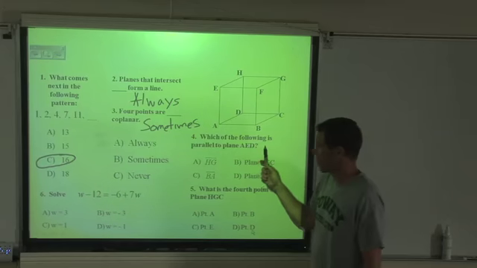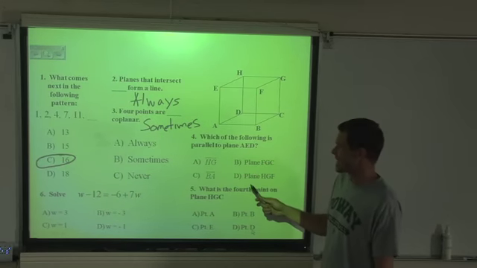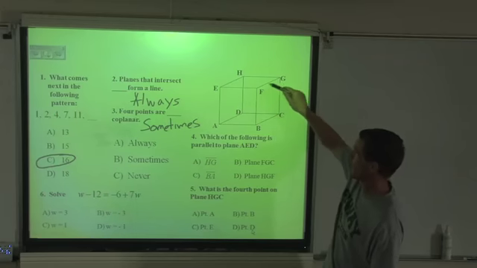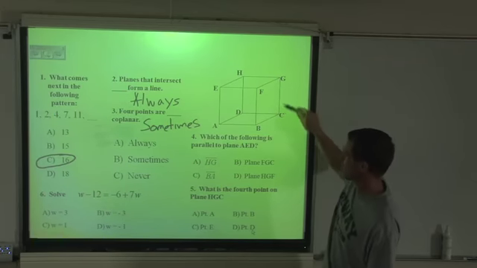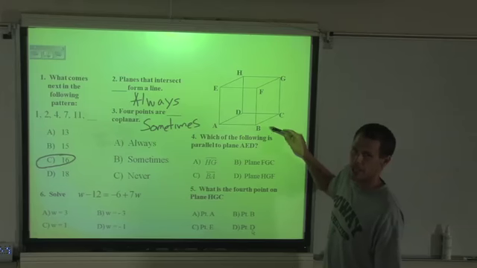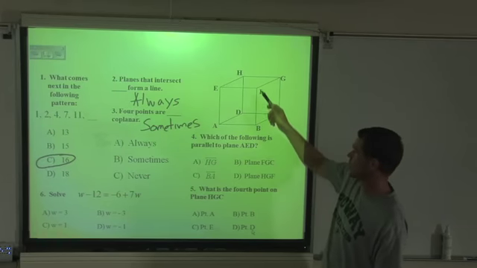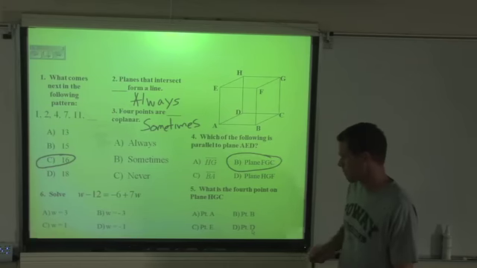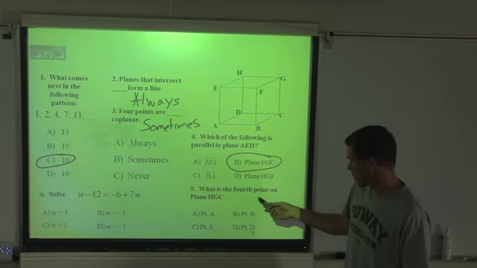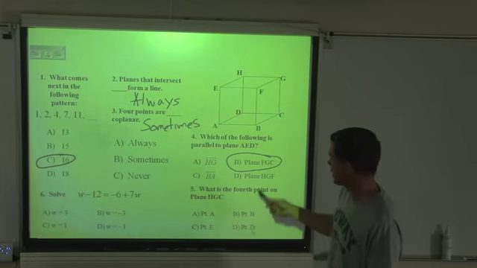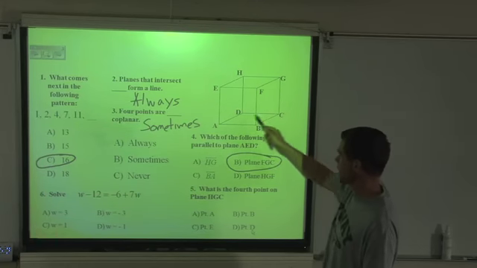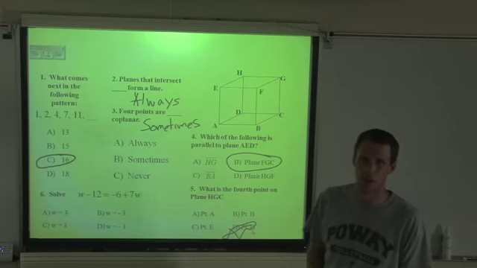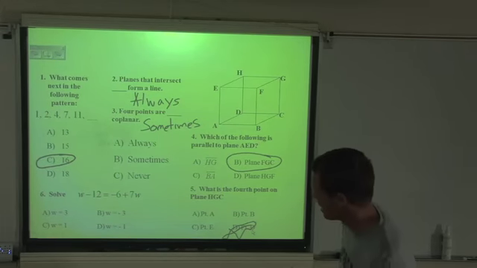Number 4, which of the following is parallel to plane AED? Well, AED is the side plane here. So I look to the other side plane, F, G, C, and B. These are the letters I would like to work with. F, G, C would describe this side. What is the fourth point on plane HGC? HGC looks like the back, and point D. Whoa, that didn't circle correctly, but point D was the answer.